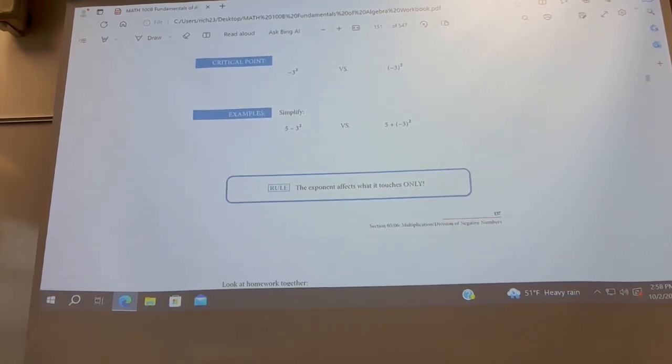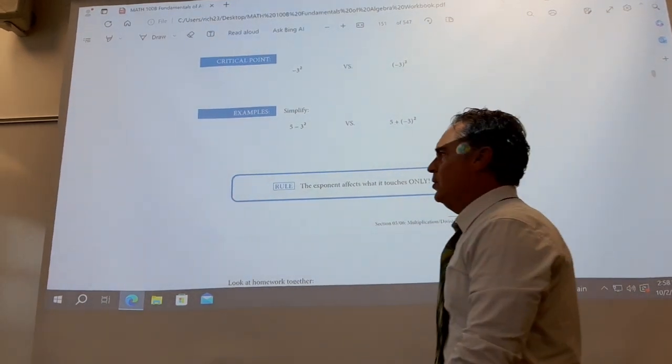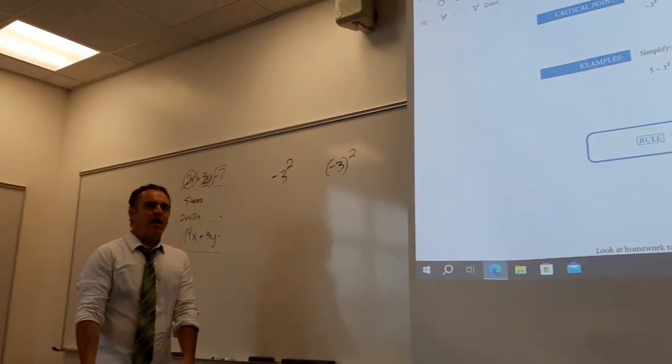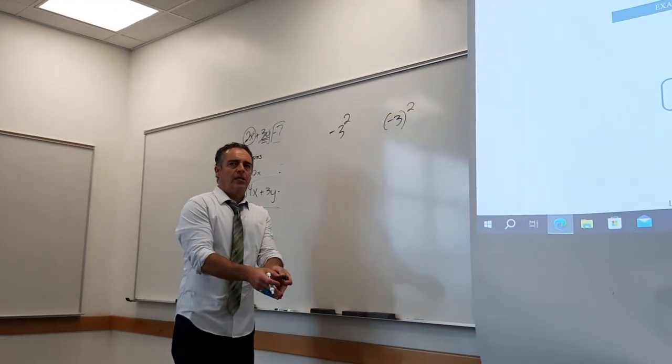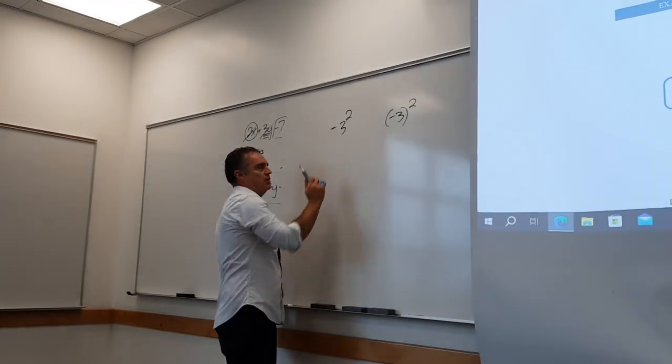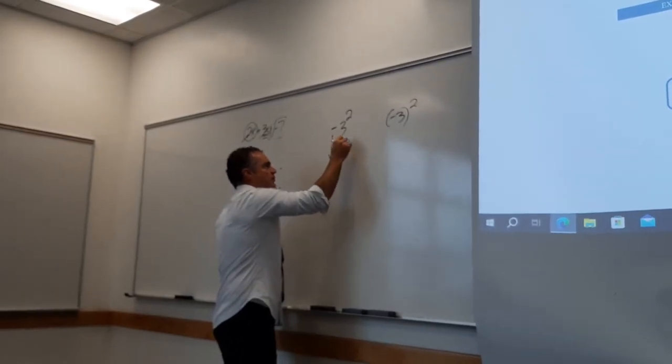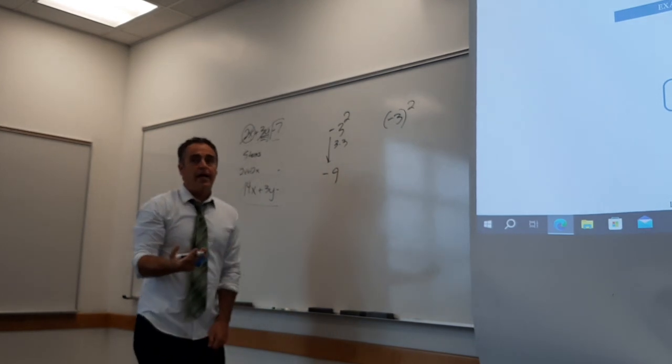The exponent affects only what it touches. What is this exponent touching? The 3. So the negative comes along for the ride. This is 3 times 3, which makes 9. The answer is negative 9.